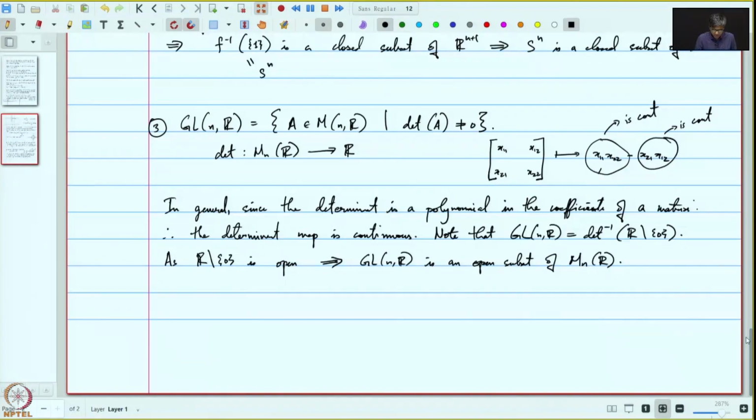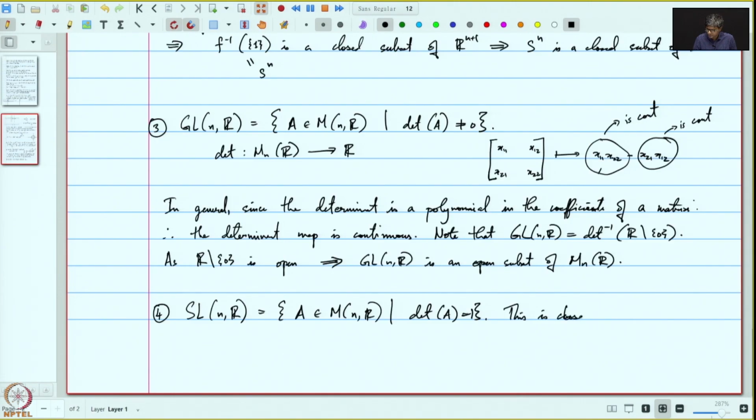So another example we can take is the set SLNR, right? This is those A in MNR such that the determinant of A is equal to 1, right? So this is closed, as SLNR is equal to determinant inverse of 1.